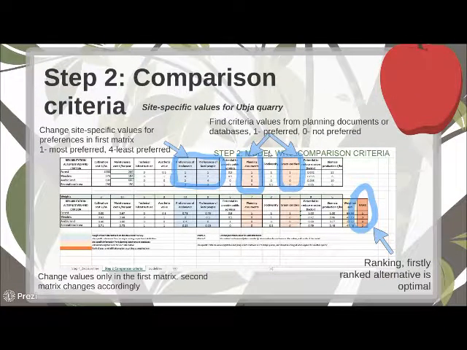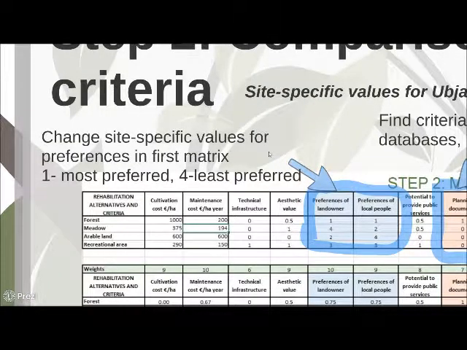And we only need to change site-specific values in the upper matrix, and this changes and calculates the results in the second matrix. Firstly we must add or change some site-specific values for preferences of landowner and local people. And here you can see all the site-specific values for that Ubea quarry. The landowner and local people preferred the forest, but thought the meadow was the least suitable, and local people thought that the arable land was least suitable.